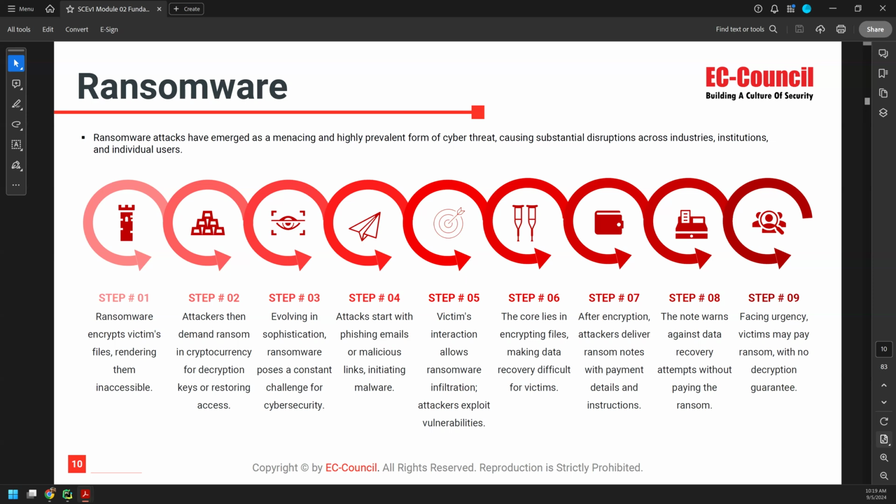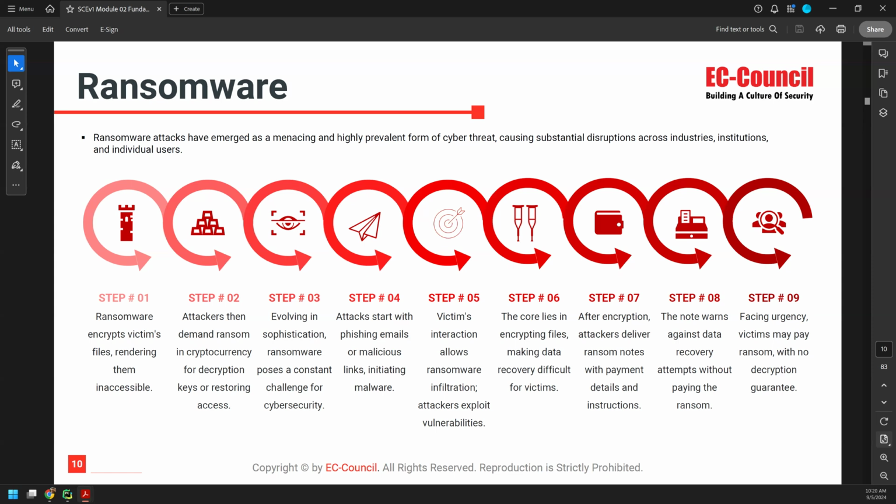So typically in the life cycle of things, you're going to see them encrypt some kind of files and render them inaccessible to the end user. Those attackers will then demand some kind of ransom, typically in cryptocurrency, for decrypting those keys or restoring the access. Sometimes they will ship that data off-site, so they have backup copies of it, and then they can go through the threatened process of releasing it on the dark web or whatever else. Evolving in sophistication, ransomware poses a constant challenge for cybersecurity.